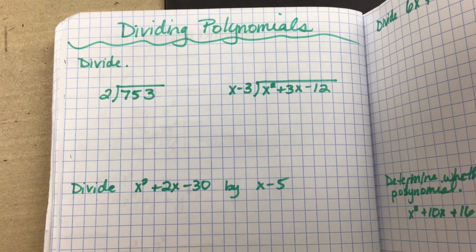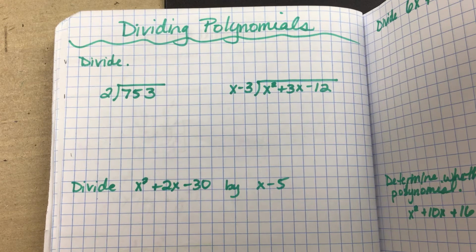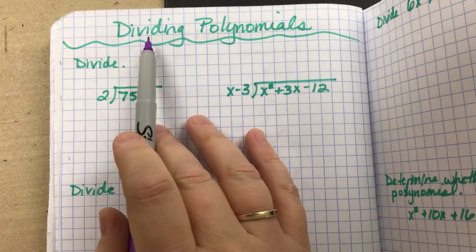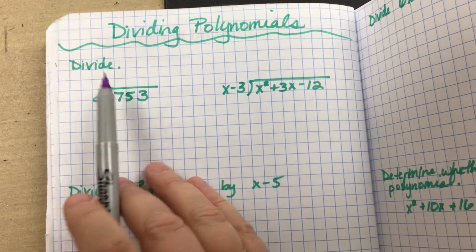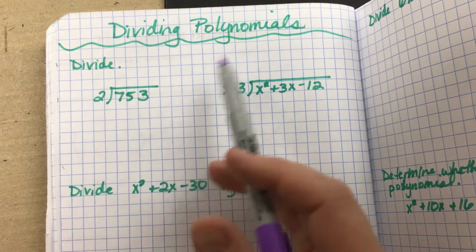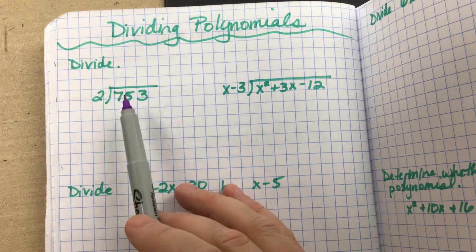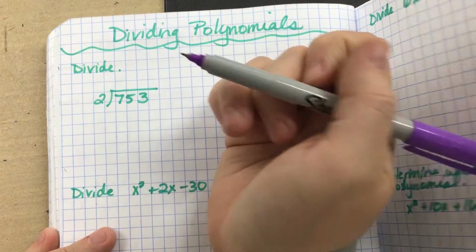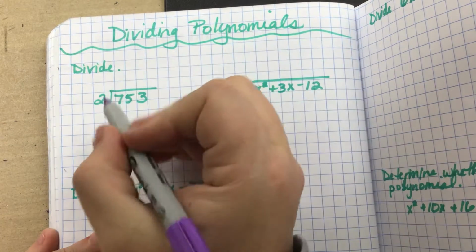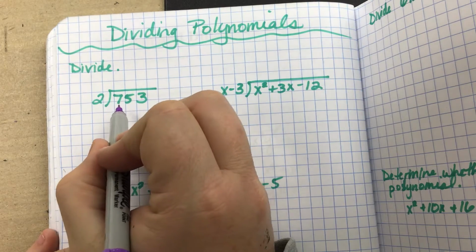Hello, Algebra 2 students. In this particular lesson, we are going to review how to divide polynomials using long division. So let's first just review long division. If I'm taking the number 753 and dividing it by 2, the way you remember the algorithm, hopefully, think about how many times does 2 go into 7?